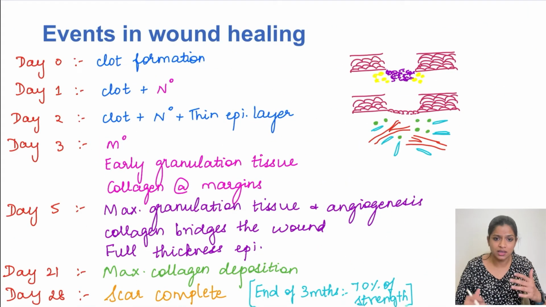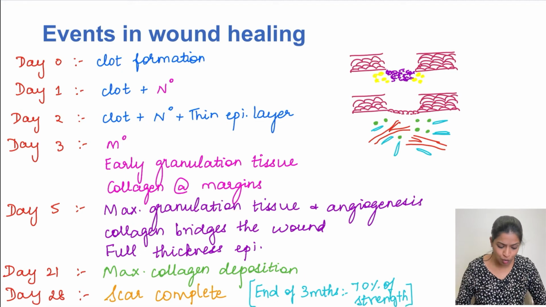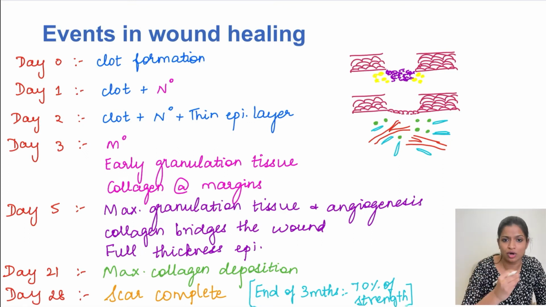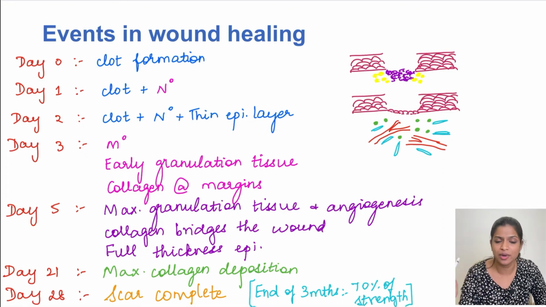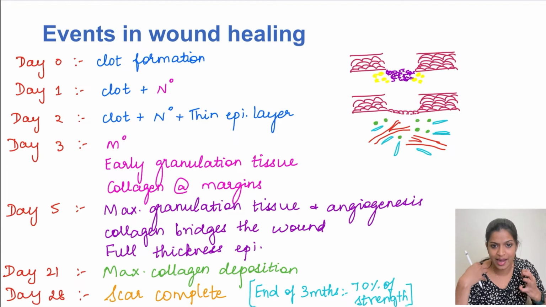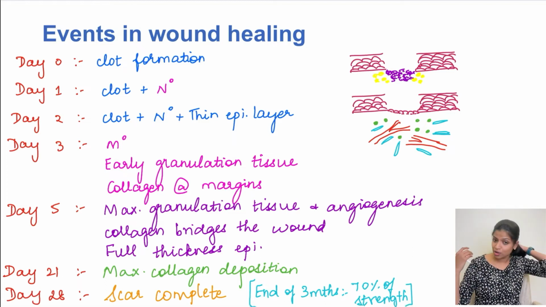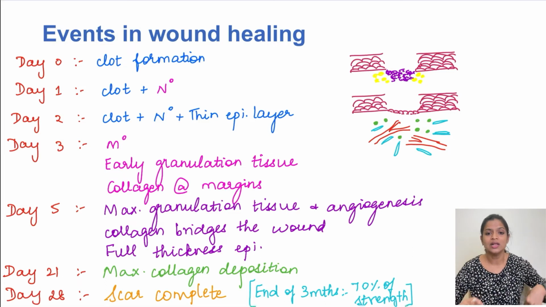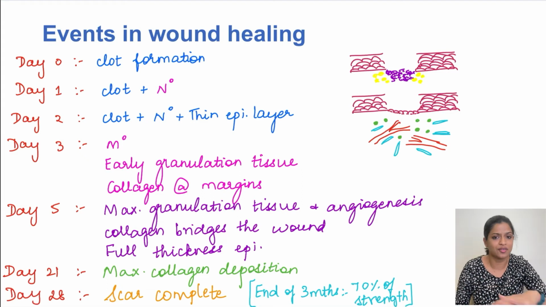So let us see the day-wise events which happen in wound healing. Starting from day 0, that is immediate reaction was platelet plug formation along with fibrin clot formation, right? So platelets and fibrin are going to form the clot. That is going to happen immediately. Then the same day, the neutrophils will get attracted to the site. So inflammation will happen and neutrophils will be invited to the site. So inflammation will be useful for clearing all the debris and the offending agent.